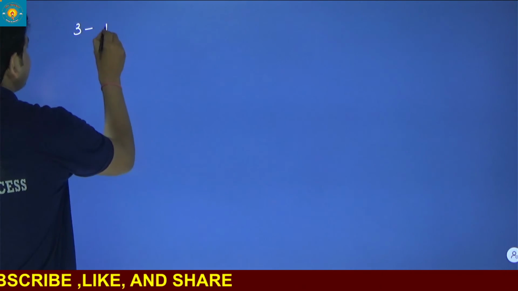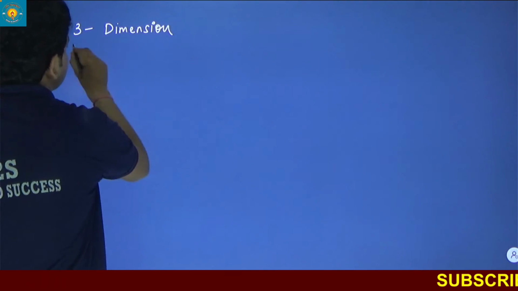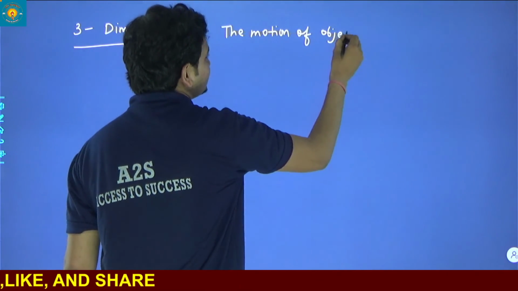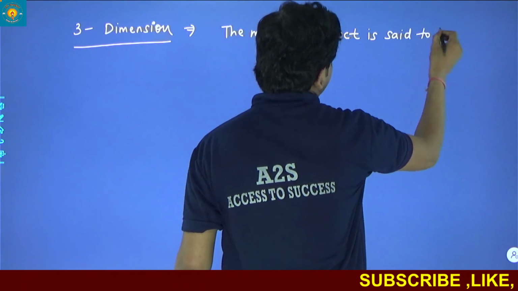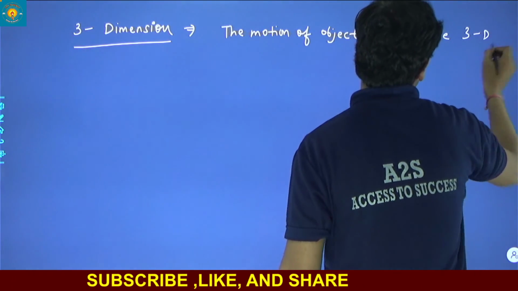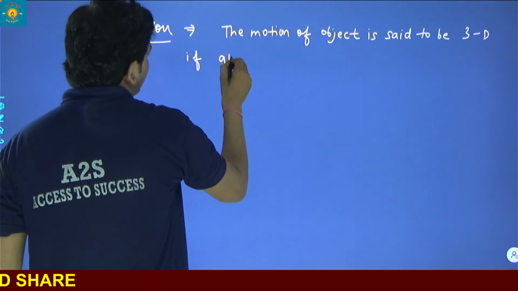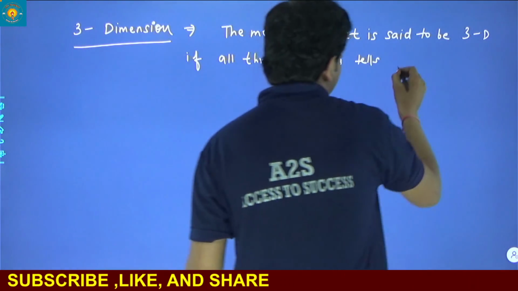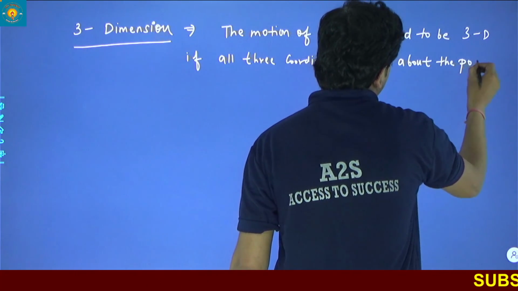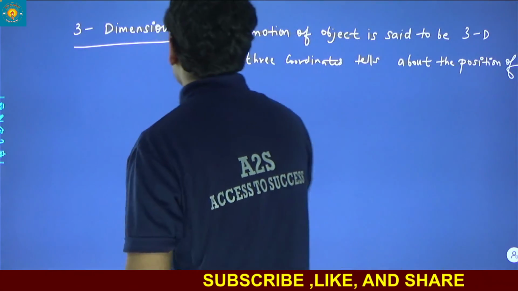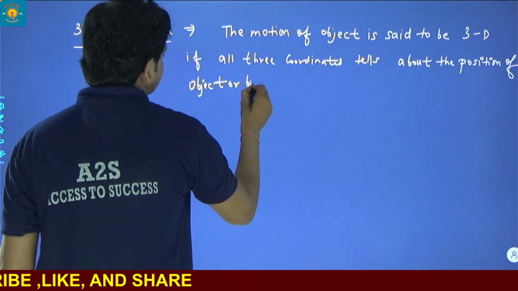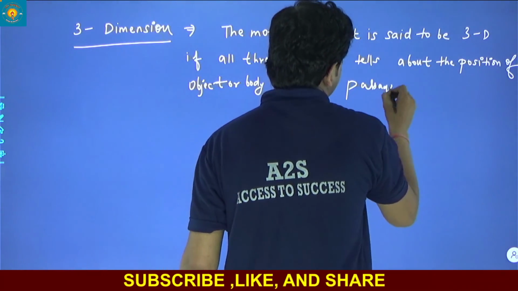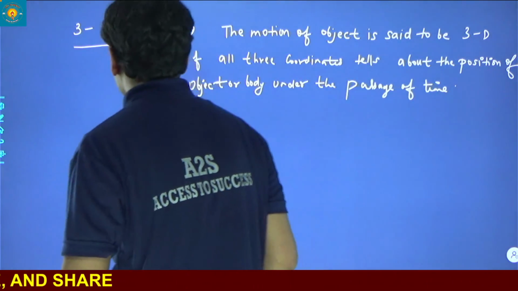That is the 3 dimension. Three dimension means the motion of an object is said to be 3 dimensional if all 3 coordinates tell about the position of the object or body under the passage of time. Clear?